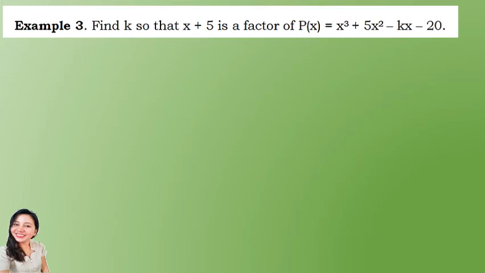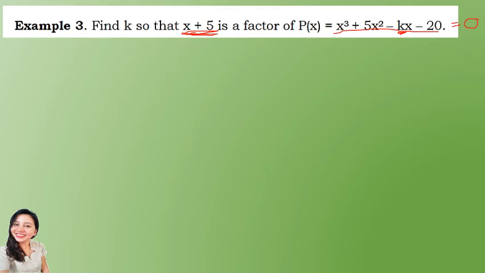Find k so that x plus 5 is a factor of p of x equals x cubed plus 5x squared minus kx minus 20. This problem is different from example 1 or example 2. We will look for the value of k. For x plus 5 to be a factor, our remainder must be 0, so this must be equal to 0.